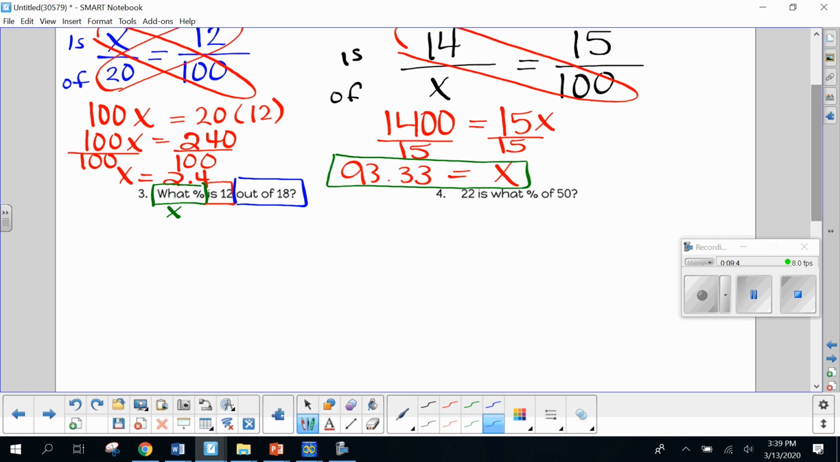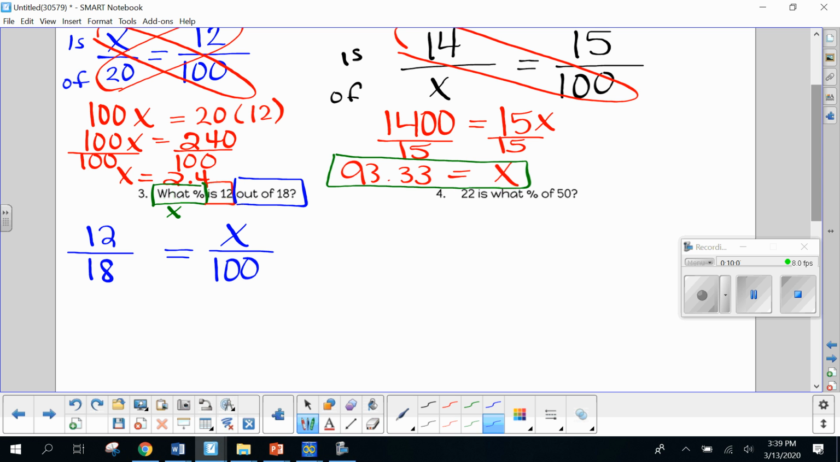Okay, start with setting up your proportion. I start with an equal sign. You have your two ratios. The bottom right's going to have the 100, and your percentage will be on top. Well, what percentage? We don't know what that is. This is where we're going to put our x. Is on top, which is 12. Of is on the bottom, which is 18.